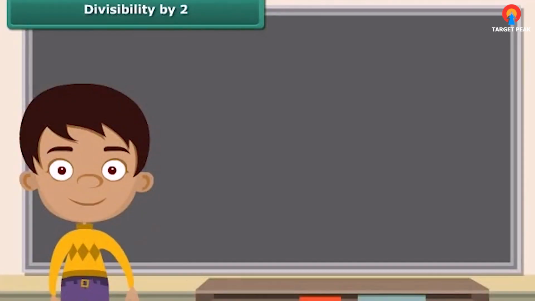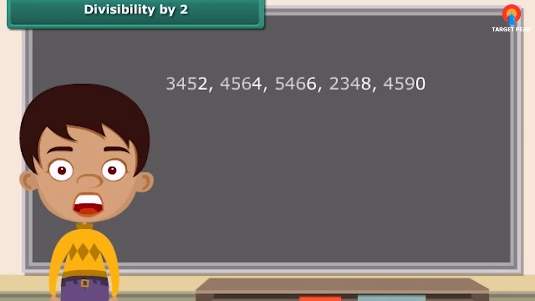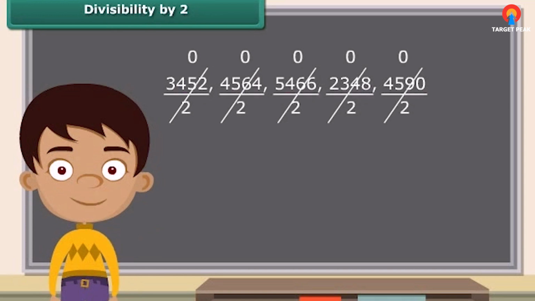Anuj knows that all numbers that end with 2, 4, 6, 8, or 0 are even numbers. He randomly picks up some numbers that end with 2, 4, 6, 8, or 0 and divides them by 2. He observes that each of these leave a remainder of 0 when divided by 2.